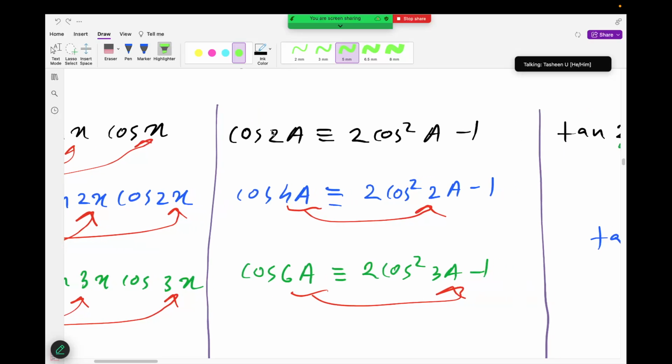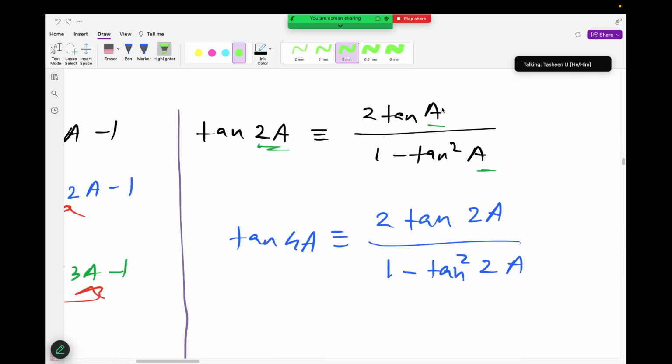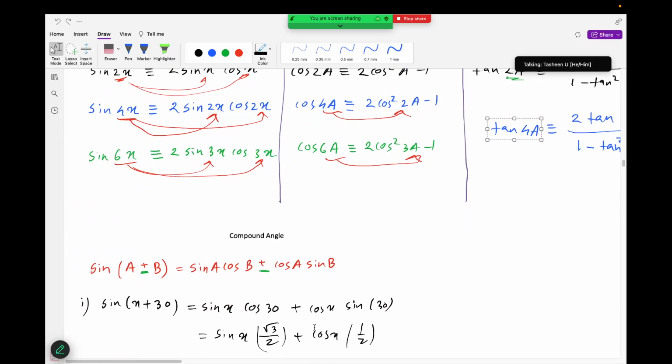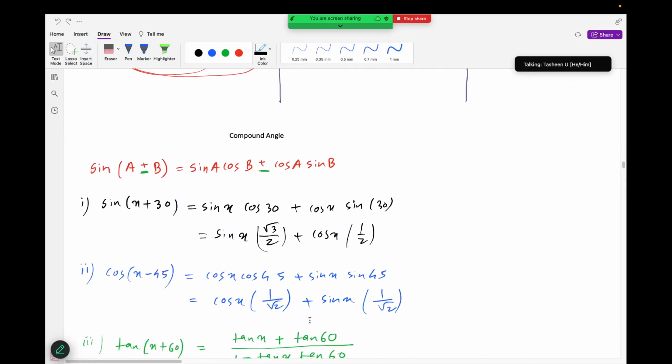Same for cos: cos 2 theta became theta, so cos 4 theta will become 2 theta, cos 6 theta will become 3 theta. Tan 2 theta becomes theta, and tan 4 theta becomes 2 theta. Now you should also be able to perform reverse working. If you know this, you should be able to relate and replace this with tan 4 theta.